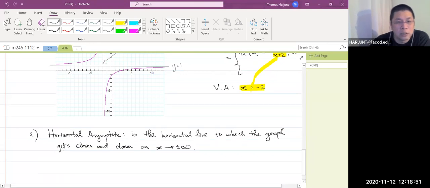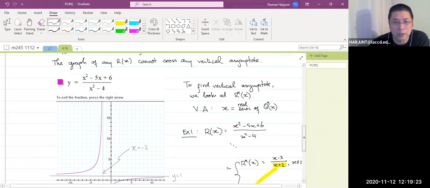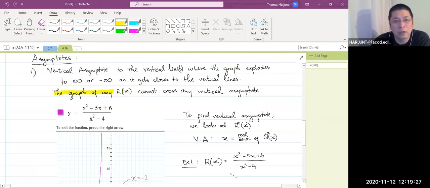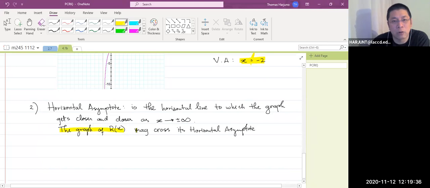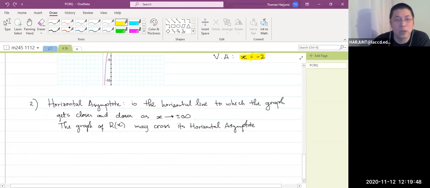Now, the graph of a rational function may cross a horizontal asymptote. Now, for a vertical asymptote, you cannot cross it. The graph of any rational function cannot cross any vertical asymptote, while for a horizontal asymptote, the graph may cross it. Now, the thing is, to find the horizontal asymptote, you need to memorize the rules for horizontal asymptotes.